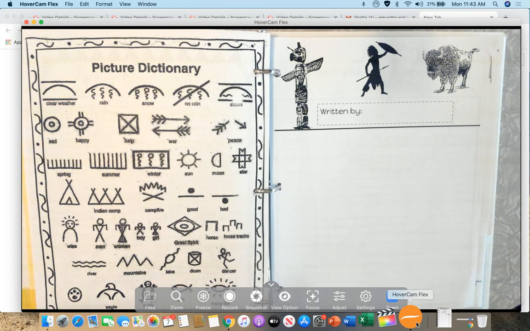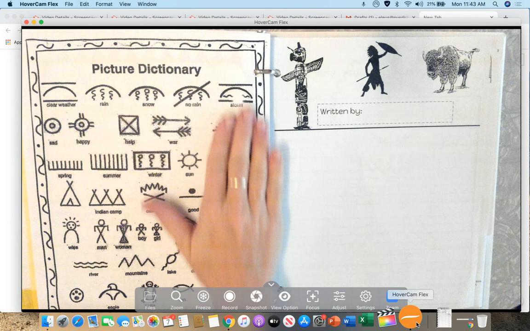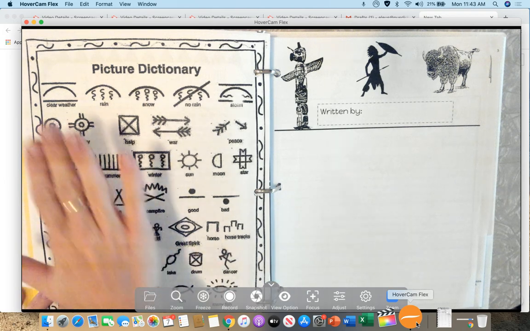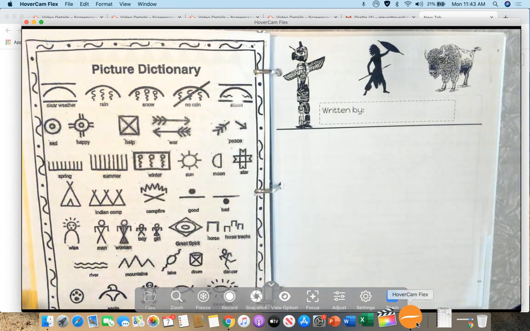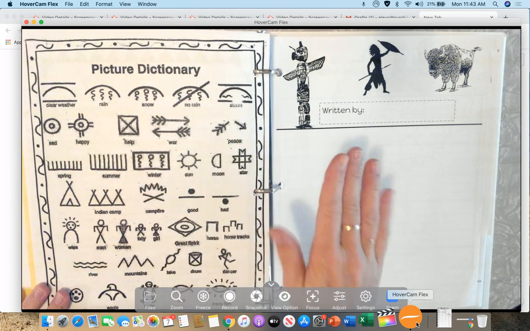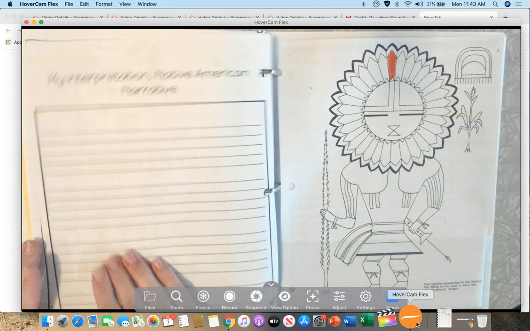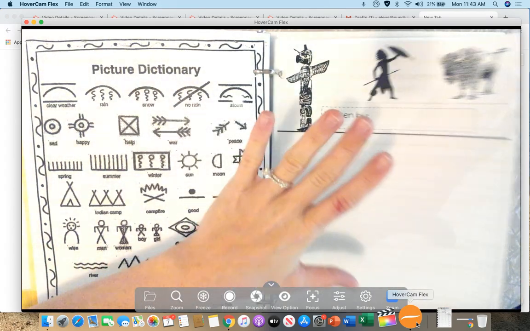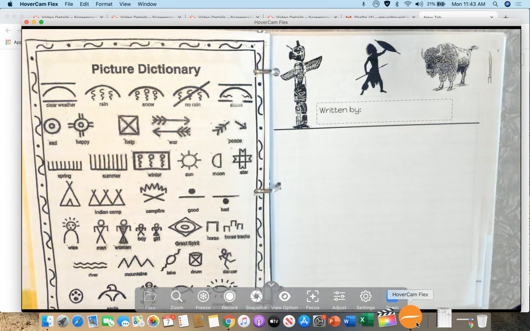Okay, so over here on the left, you have a picture dictionary. Think about back in the day, when Native Americans were the main people living on our land. They told stories by drawing pictures, and the pictures told a story. So you're going to use these symbols to tell a short story, and then your interpretation will go on the back. So you want to make sure that you do all of these parts. This is the one that will definitely be turned in. This one can stay in your binder.